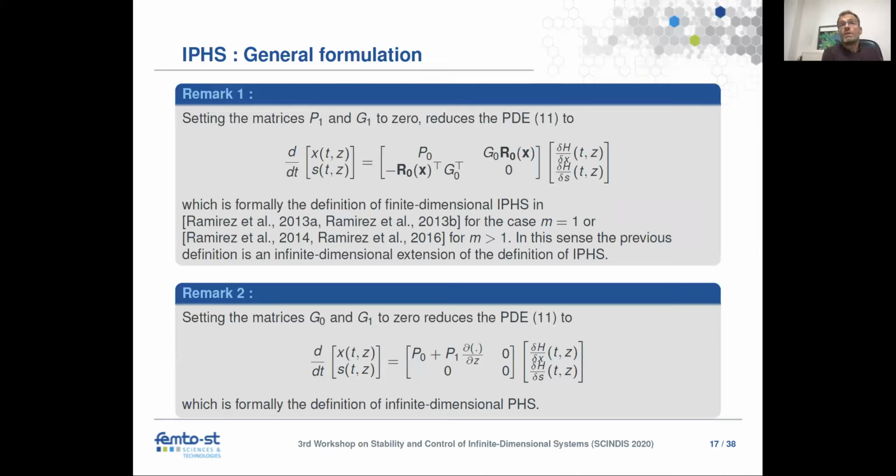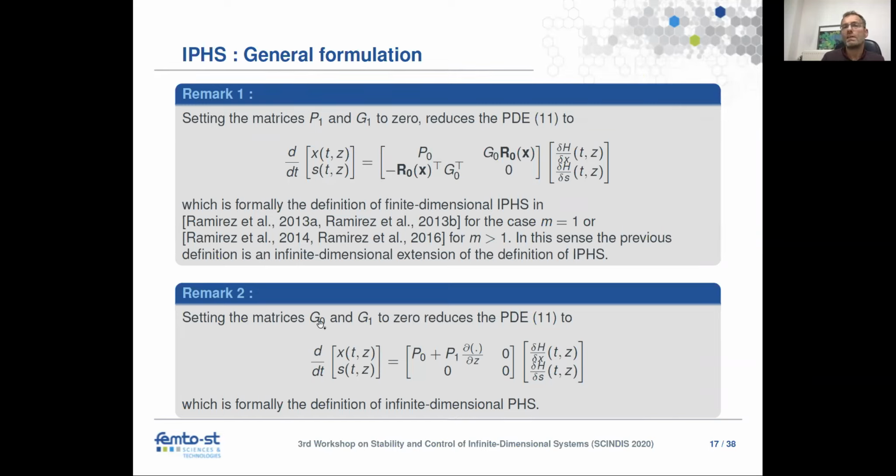So the nice point is that it allows us to cope with finite dimensional systems, meaning that if P1 and G1 are set to 0, we recover the irreversible port Hamiltonian formulation for finite dimensional systems that is mostly used for nonlinear systems. And you can recognize this P0 and the connection between the temperature and the other physical domains.